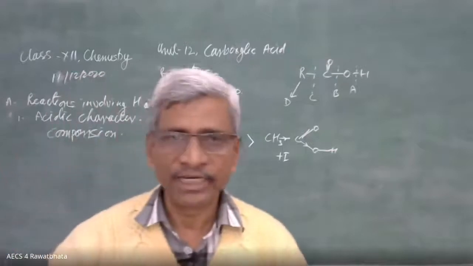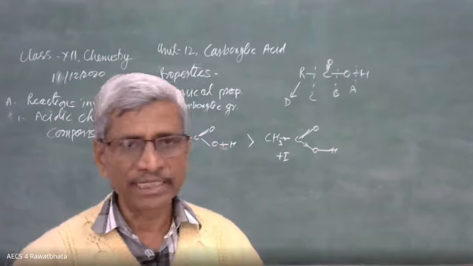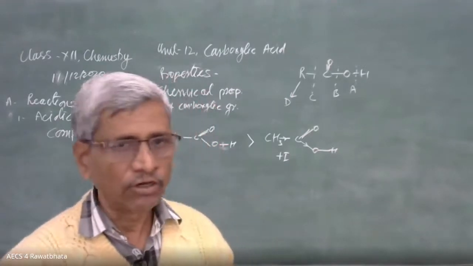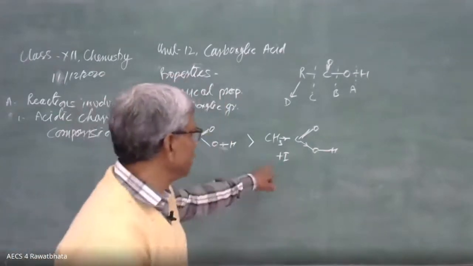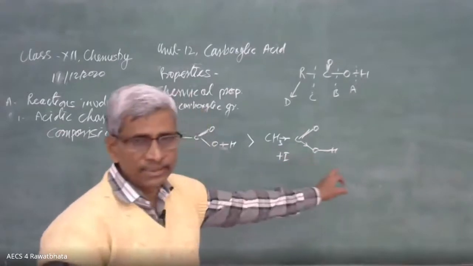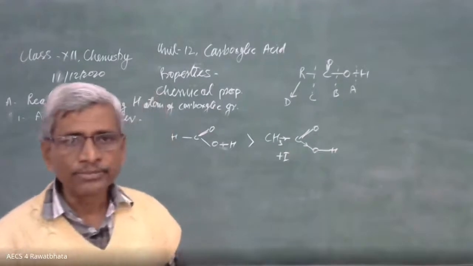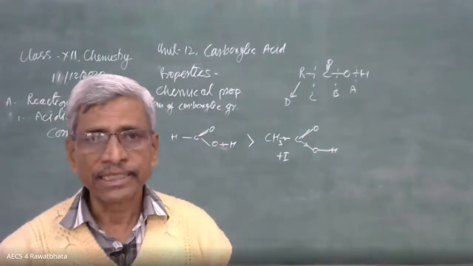Then what should be written? You have to draw this diagram while answering this question. Why is formic acid more acidic? We can take any one, not both. It is better to take acetic acid. Due to plus I effect in acetic acid, oxygen has more electron density, so release of hydrogen ion becomes difficult in acetic acid. Hence it is less acidic.